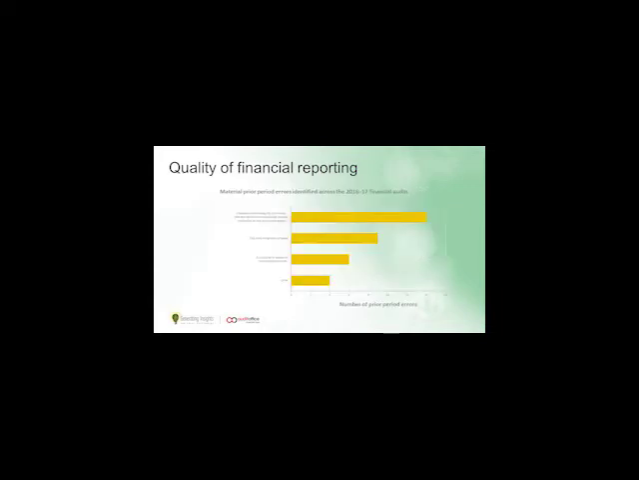Ian mentioned prior period errors. The prior period errors are those that we find in the current year that relate to the previous year's audited financial statements. Accounting standards require that if they're material, they have to be adjusted retrospectively. We found 33 material prior period errors across 22 councils. The value of these errors was over $9 billion.